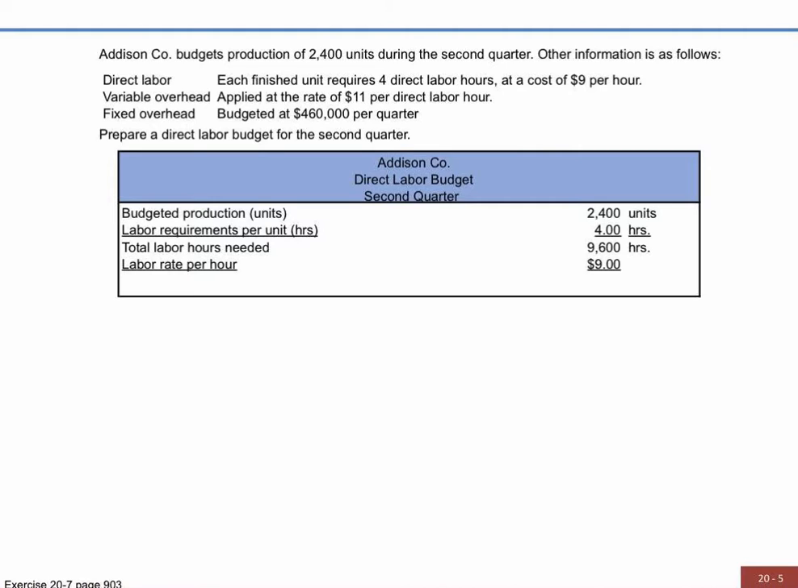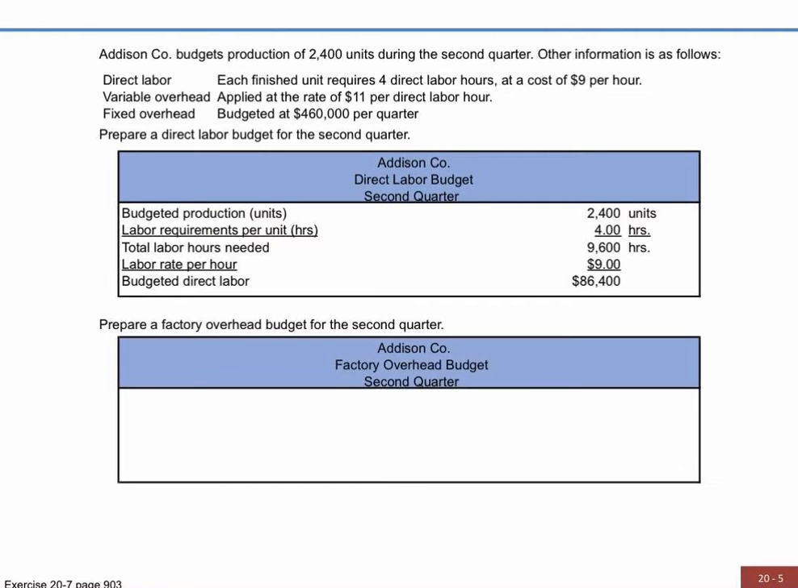So multiplying $9 per hour times the 9,600 hours we're budgeting would give us a labor budget of $86,400 that we'd be budgeted for. We're going to do something similar here for overhead.